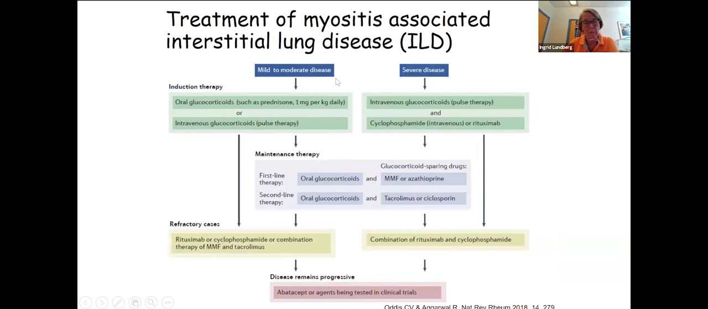For patients with mild to moderate interstitial lung disease, the experts suggested to start treatment with oral or intravenous glucocorticoids, and then to continue with oral glucocorticoids in combination with mycophenolate or azathioprine, and as a second line treatment, cyclosporin or tacrolimus. And in refractory cases, you can consider using rituximab or cyclophosphamide, or combining mycophenolate and tacrolimus.